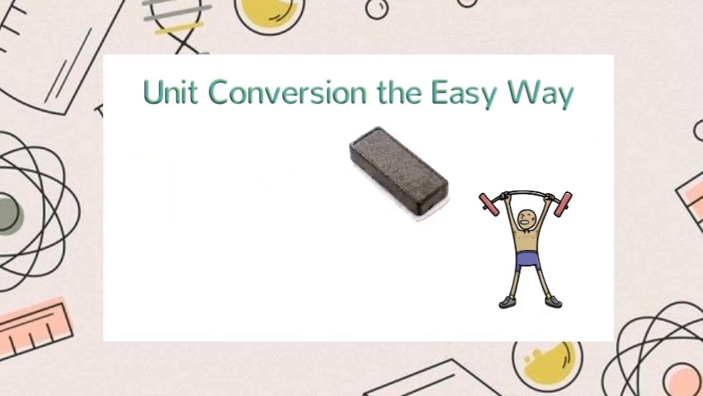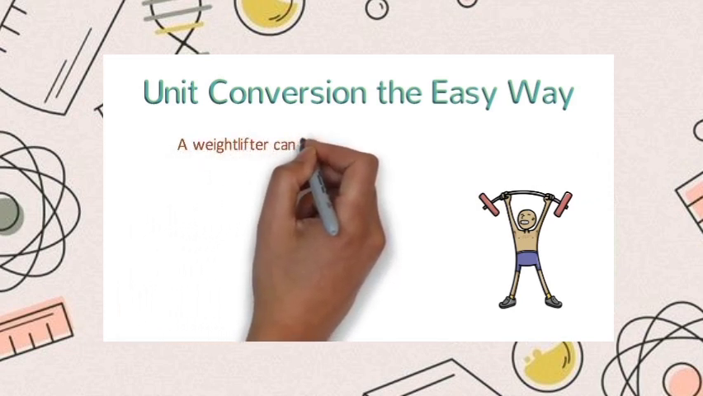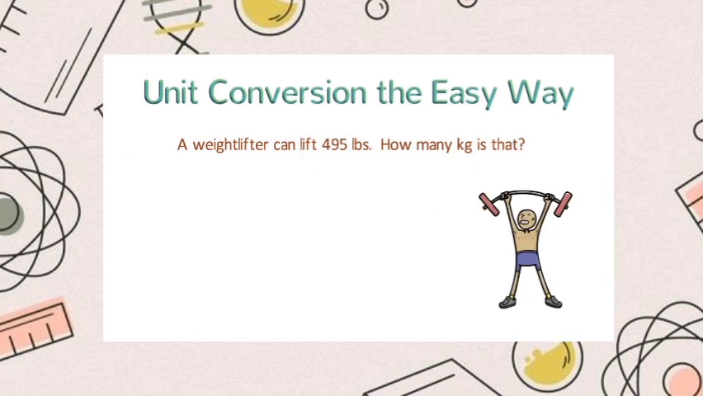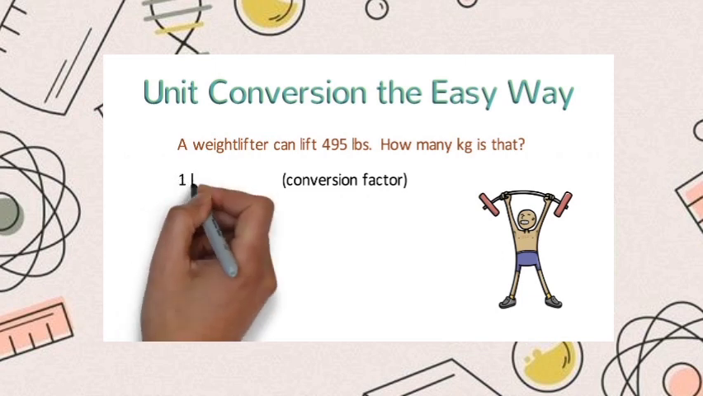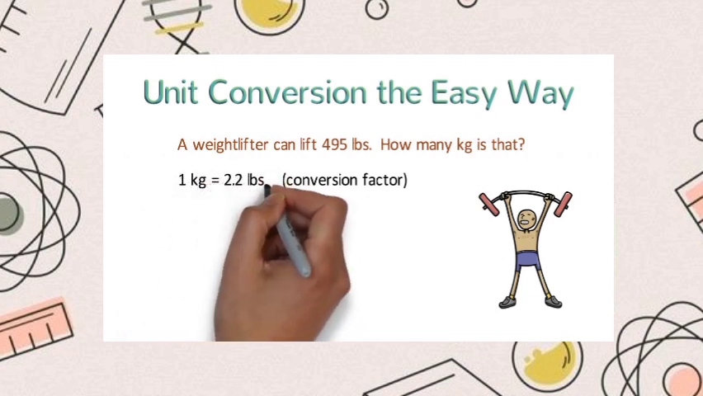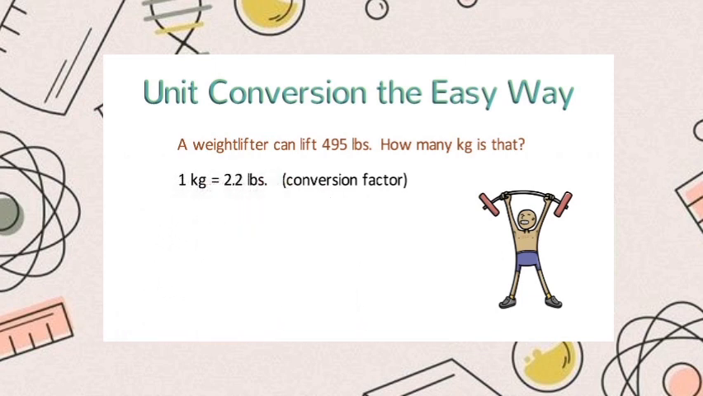We're going to start with a simple unit conversion problem. A weightlifter can lift 495 pounds. How many kilograms is that? In order to solve a unit conversion problem like this, we first need one more piece of information, the conversion factor. For pounds and kilograms, the conversion factor is 1 kilogram equals 2.2 pounds. Now, we're ready to solve this.